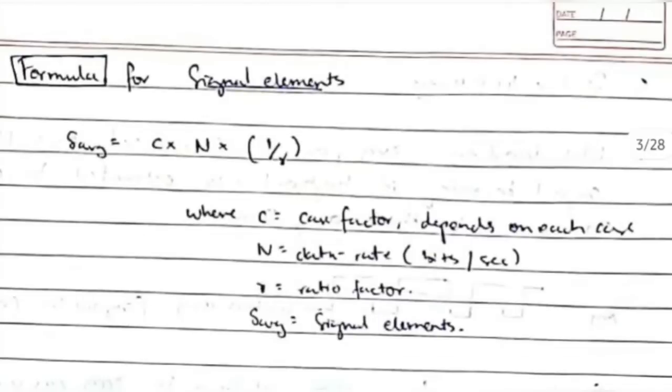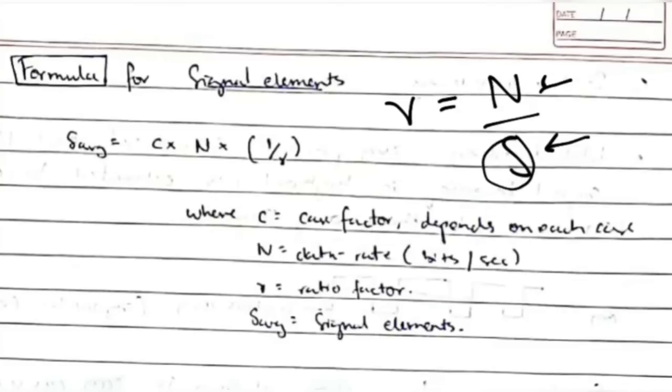See here, what was the ratio R? R was equal to the number of bits transferred divided by the signal elements. So N by S is equal to R. From here, what's the value of S? If I shift S here, it becomes S is equal to N by R. And C is a factor which depends on each case. It's a factor getting multiplied here, and the rest of the formula is the same.